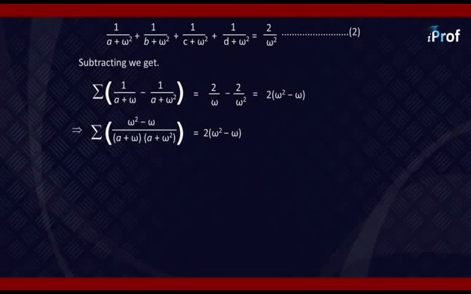Cancelling omega square minus omega on both the sides, we get summation of 1 upon a square minus a plus 1 equal to 2, because a plus omega into a plus omega square becomes a square minus a plus 1. Therefore, 1 upon a square minus a plus 1, summation of it is equal to 2. Therefore, option B is correct.